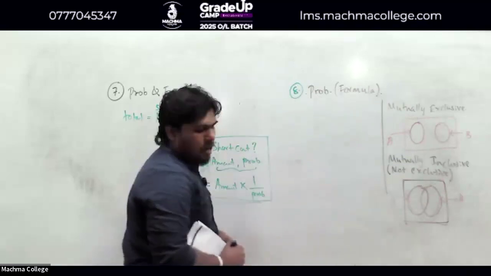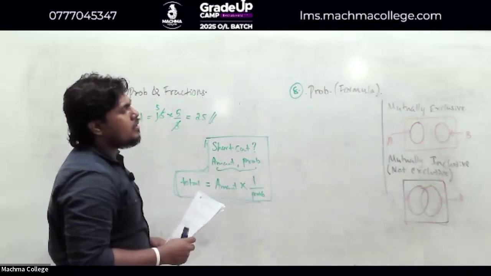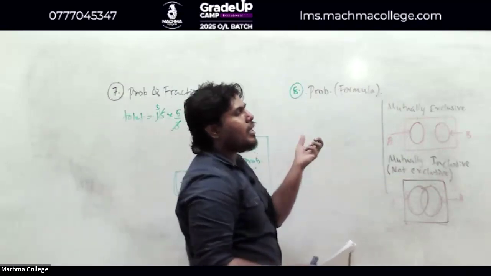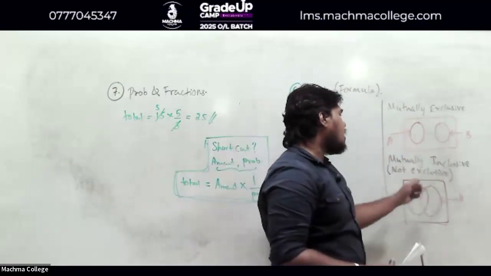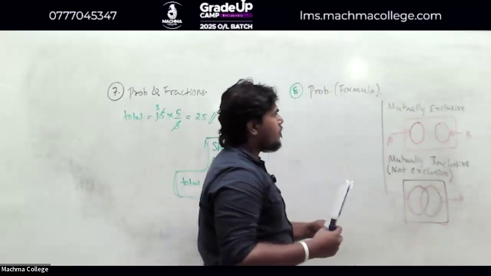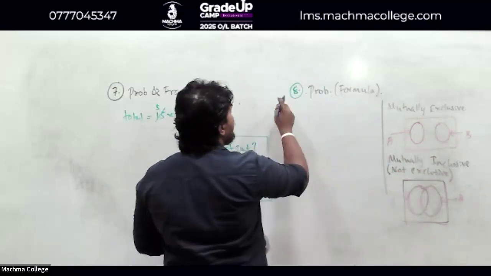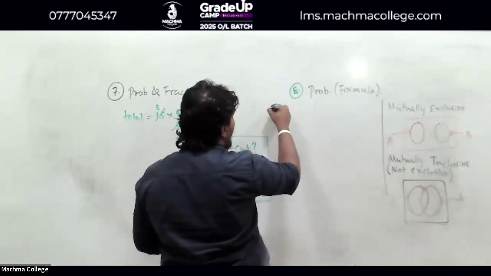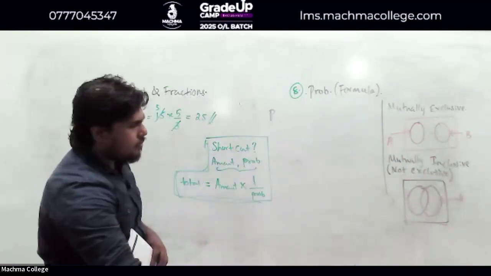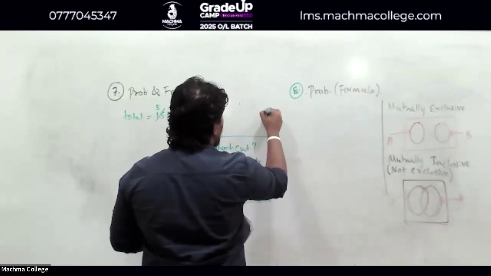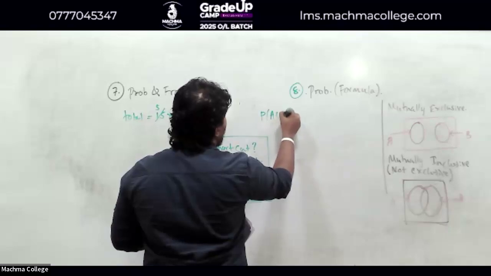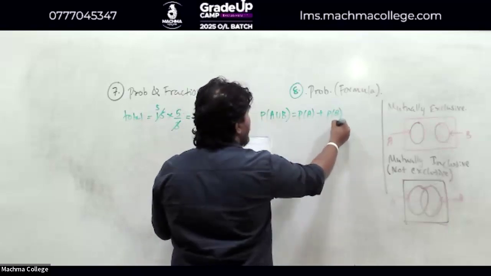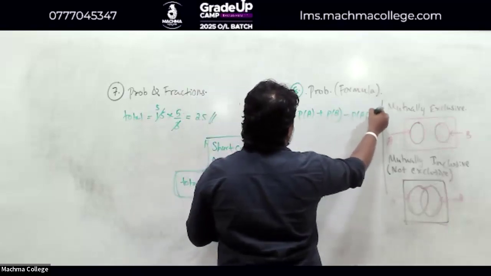Listen. Mutually exclusive events and mutually inclusive events means like this. Mutually exclusive means events don't have a common intersection. Mutually inclusive means events have an intersection. So the formula to solve the problems, it can be either mutually exclusive or inclusive. Formula is this: probability of A union B is equal to probability of A plus probability of B minus probability of A intersection B.